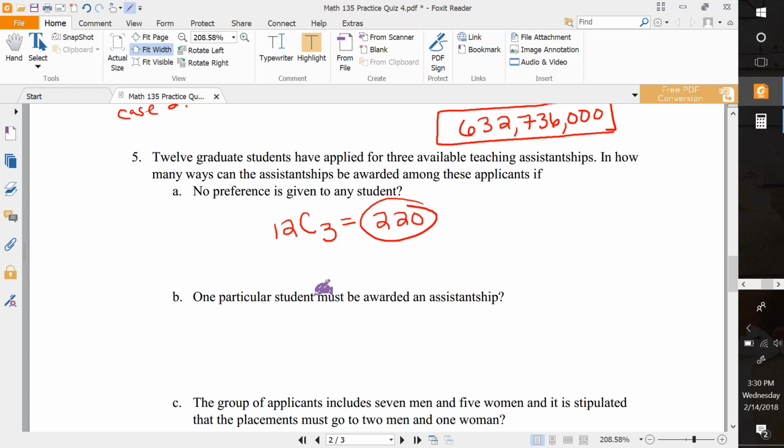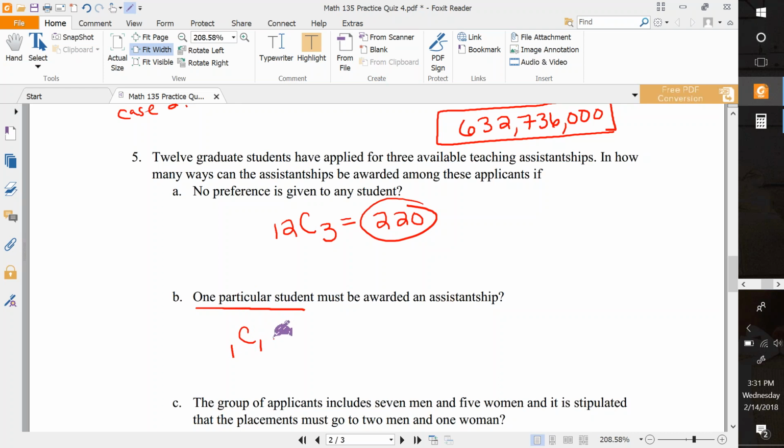If we have a particular student who must be awarded an assistantship, so this person for some reason must be included, they're kind of like their own little group. So I always choose them first. I have one student and I'm definitely choosing them. You don't have to write 1 choose 1. You could just write a 1 here because that's what it comes out to. But if you want to think of it this way, that gives that a purpose.